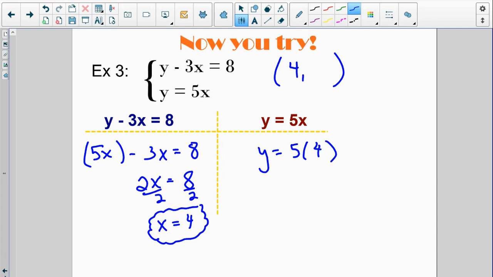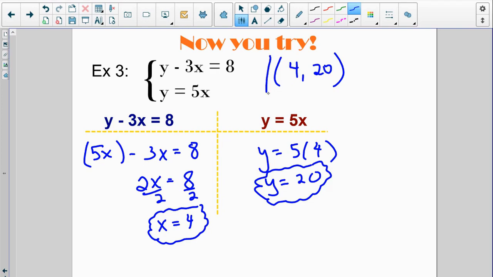So in this place, we can replace the x with 4. Instead of 5 times x, it's 5 times 4, which is 20. And we get that y equals 20. And since y is by itself, there's our y value for this system. So when x is 4, y is 20.